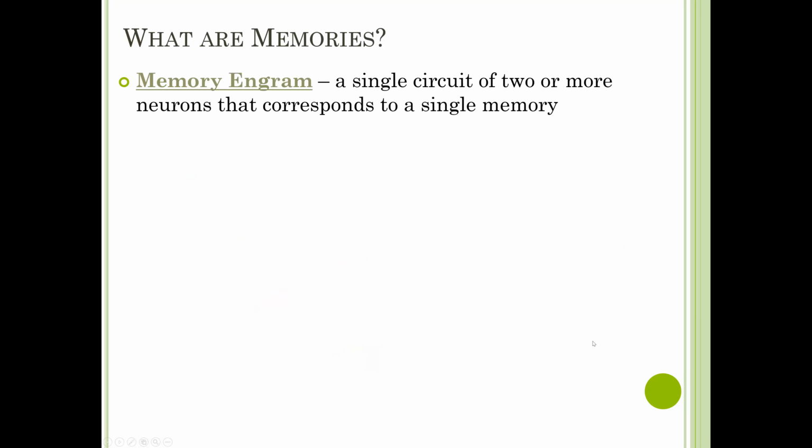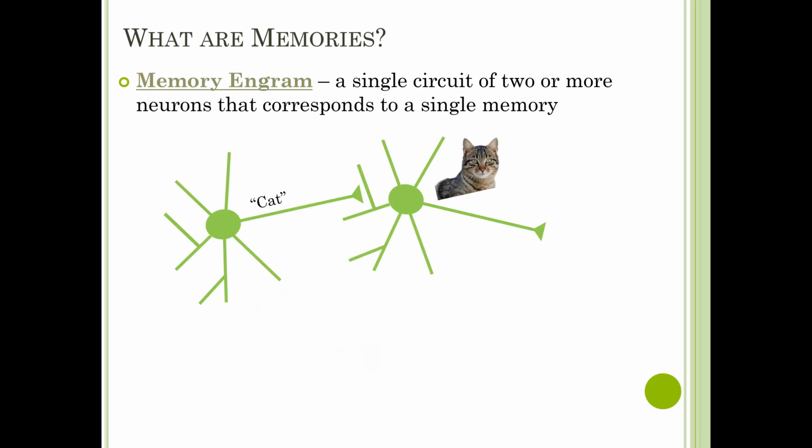So what exactly are memories? So a memory engram is the term that we use to describe a single circuit within the brain of two or more neurons that correspond to a single memory. So for example, you may have a connection between two neurons that encodes the information that you remember as what a cat is. So a cat is an animal that looks like this, for example.